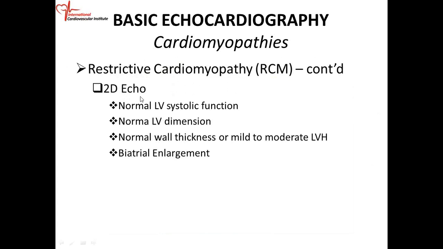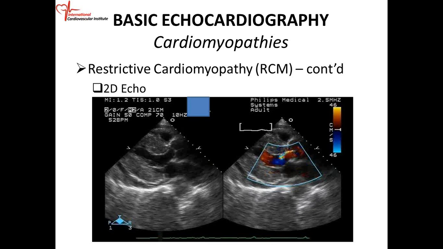When someone has a restrictive cardiomyopathy, the LV systolic function may be normal, may be depressed, but it may be normal. The LV dimensions may be normal. The measurements of the chamber size may be normal. The wall thickness may be mildly thickened, or mild to moderate, so be aware of that. Commonly, you get biatrial enlargement. The atria, right and left, are enlarged. It's very common. So it's not unusual to see a patient with restrictive cardiomyopathy looking somewhat like this: somewhat thickened muscle, pericardial effusion, and the atrium is enlarged.